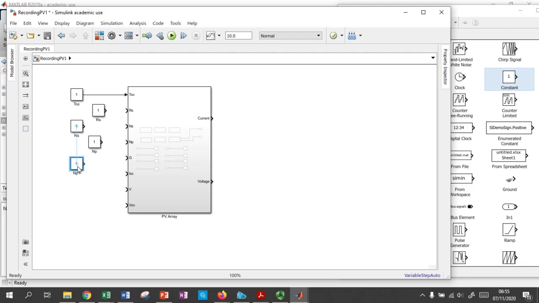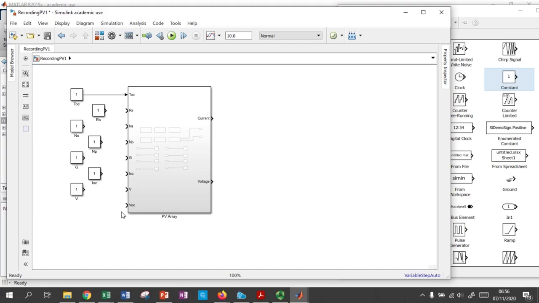All of these constants are considered here. Some of them are based on the datasheet of the PV array that we selected from different manufacturing companies; we can find them in their catalogs. Then I assign different values, and these are the input parameters that we can play with in order to make them variables.